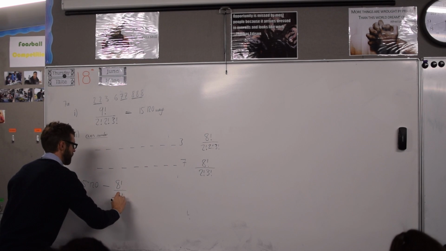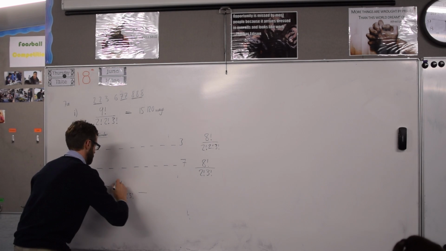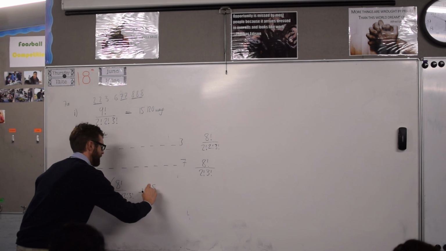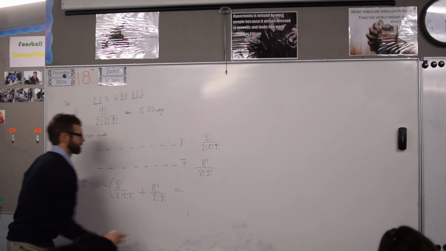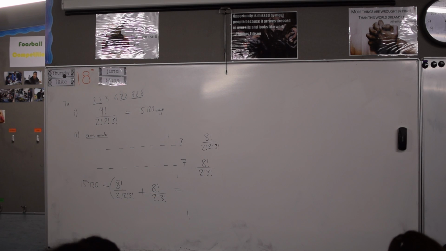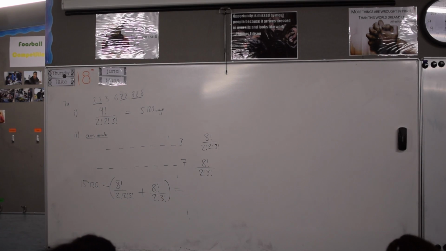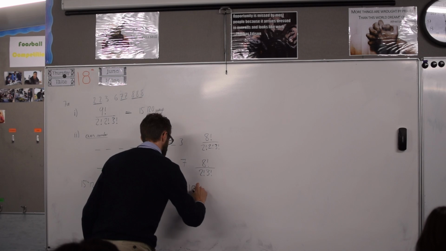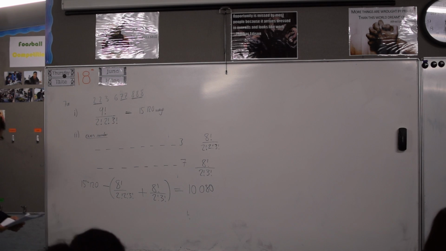8 factorial over 2 factorial, 2 factorial, 3 factorial, minus, or maybe we'll put this in brackets, 8 factorial over 2 factorial times 3 factorial. Bracket there. Am I getting an answer for this? Rebecca, what did you get? 2080. Correct. Is that what everybody's getting? Okay, cool.